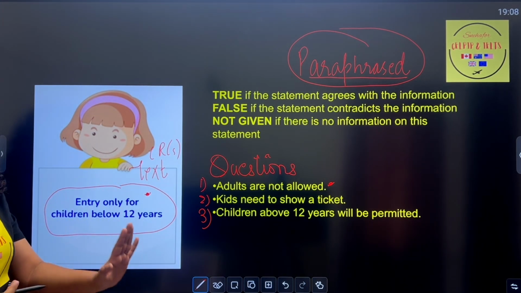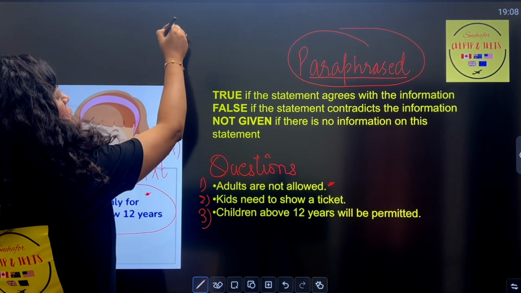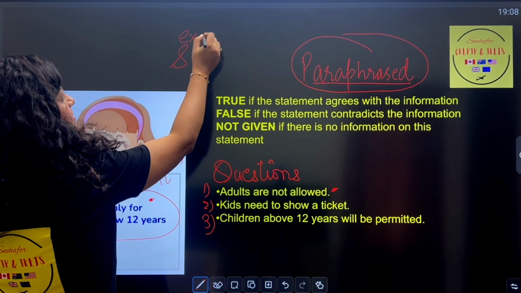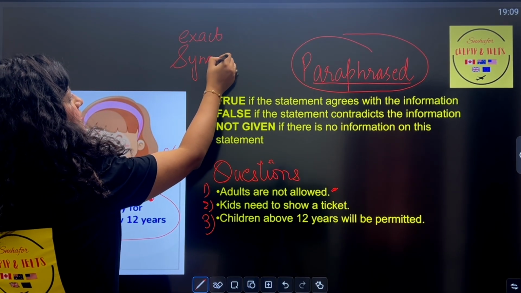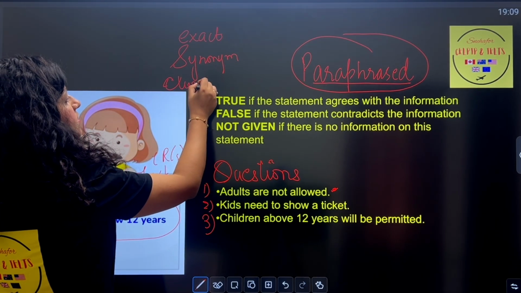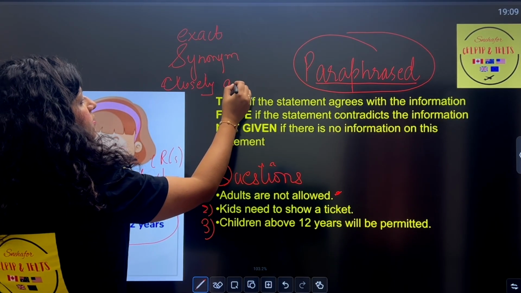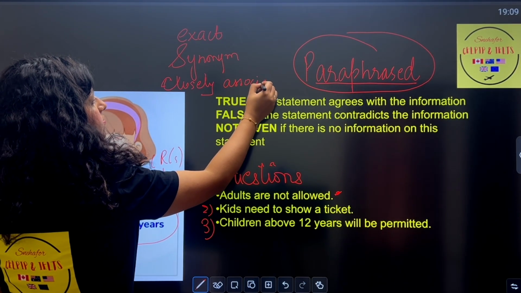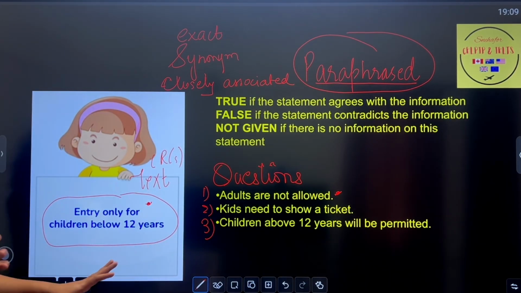So you just have to see that either you search for the exact word, or you search for a synonym, or you search for closely associated words to make sure that you are able to find your keywords.